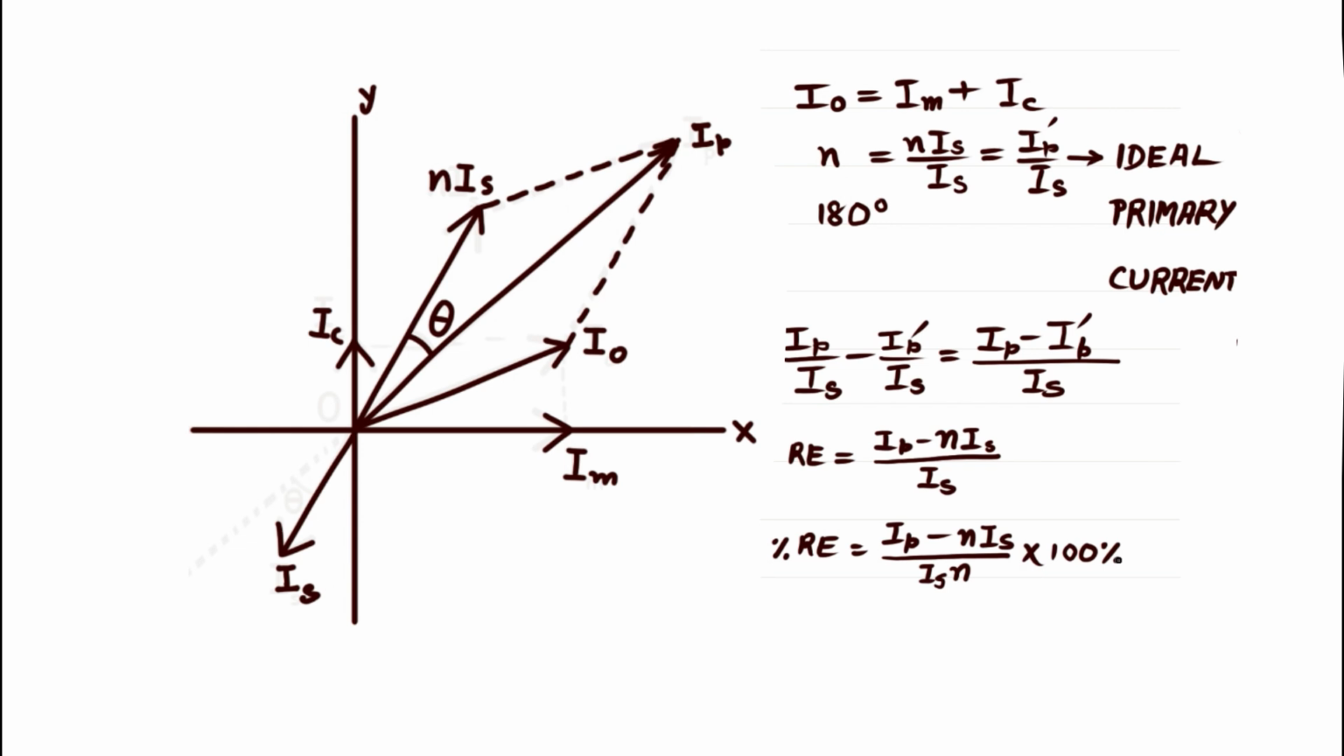This is how the exciting current, the referred secondary current, and the actual primary current create both ratio error and phase angle error in a current transformer. Understanding this vector diagram is essential for grasping CT performance in metering and protection applications.